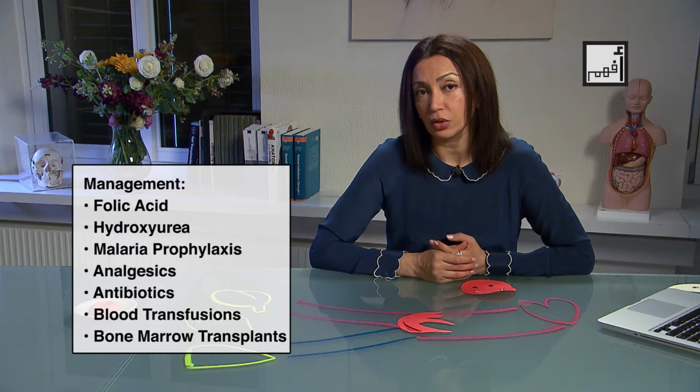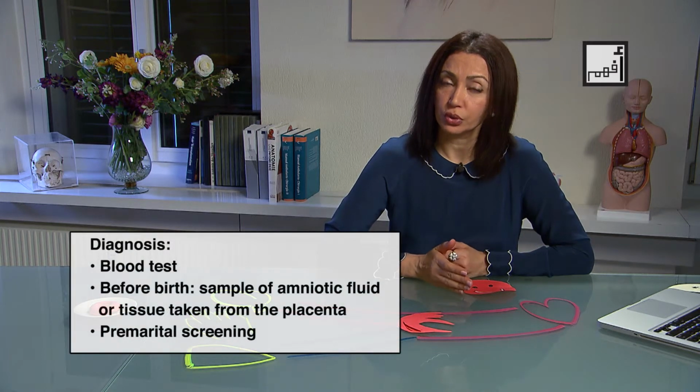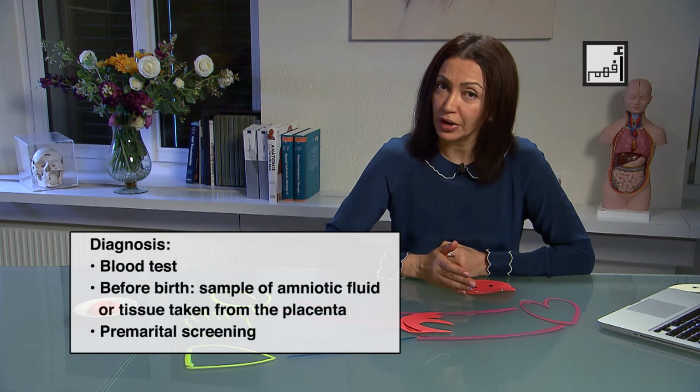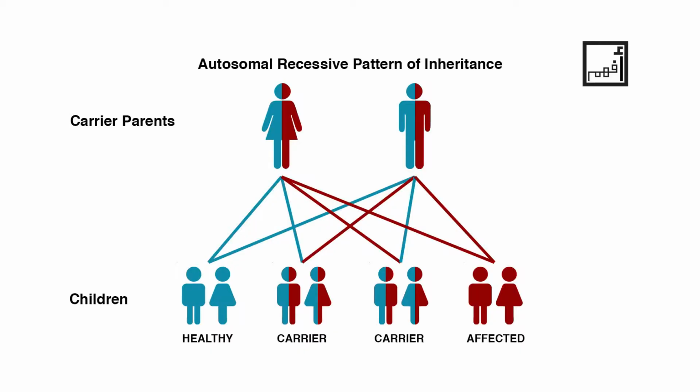There are new lines of gene therapy and bone marrow transplantation, but it's very important to also screen before marriage, do premarital screening to expect the outcome of the marriage and explain that to the parents. So health education is very important. We also need to diagnose early if the child will be having the disease. So we can take a sample from the amniotic fluid to find out whether the mother is carrying a child with the disease.